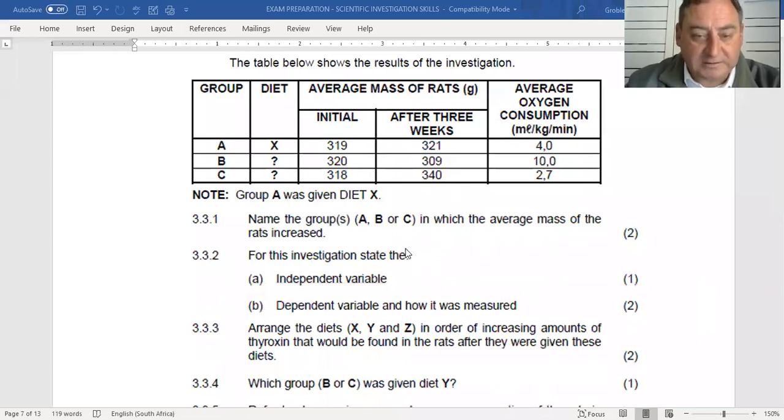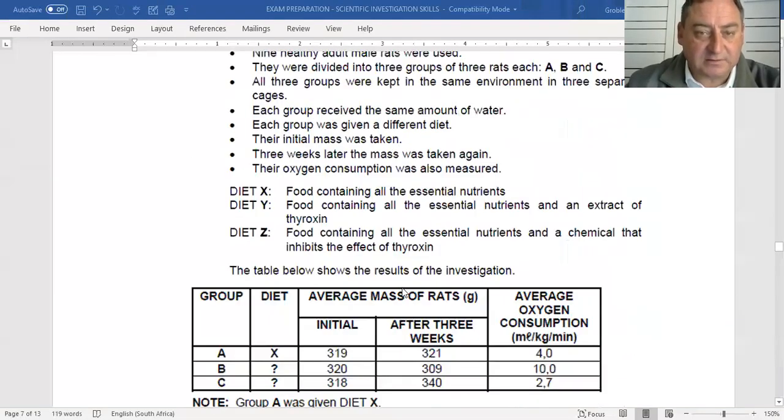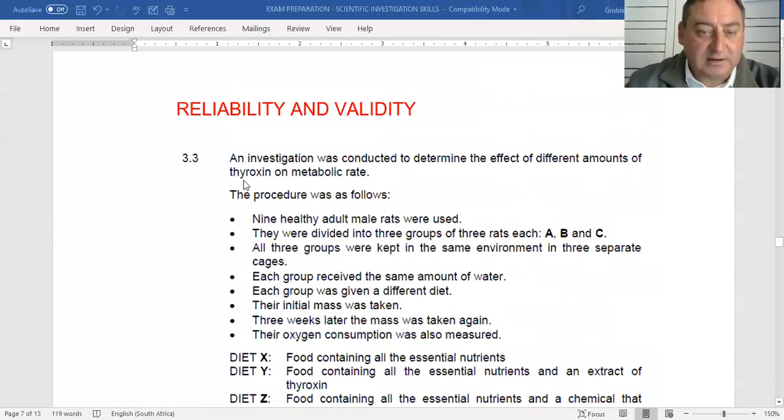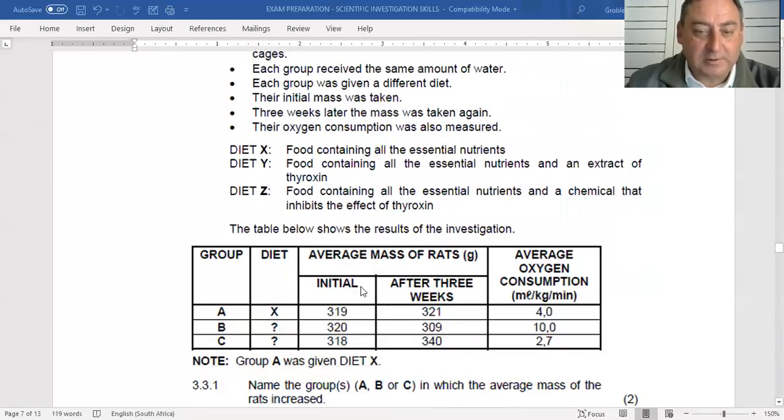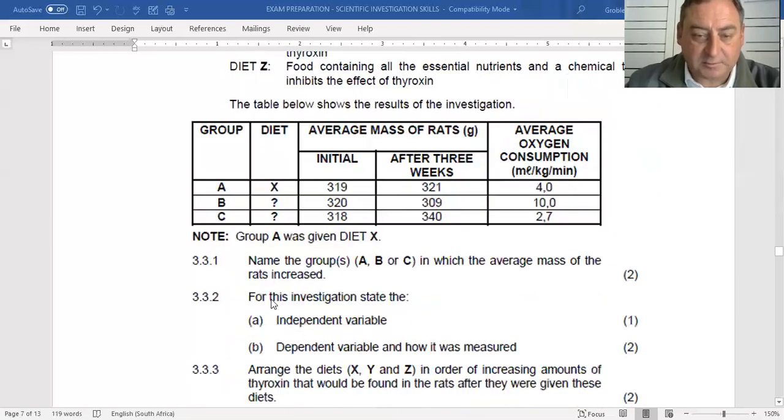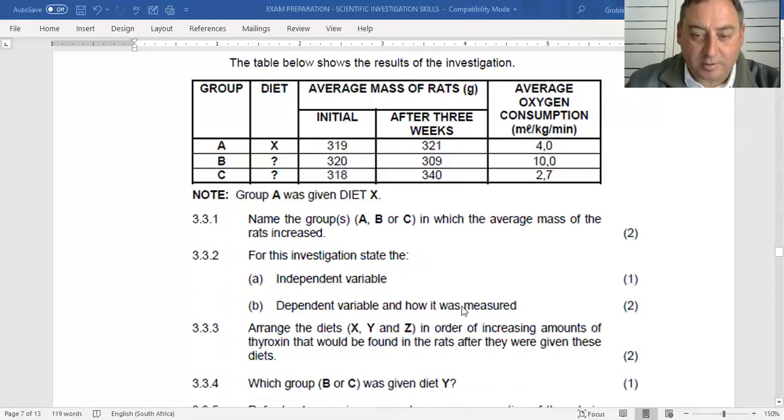For the investigation, always asked, what is the independent variable and what is the dependent variable? And how was the dependent variable measured? So what influenced what? Go read here. The independent variable, the cause, was the thyroxine, and the dependent variable is the metabolic rate. How did we measure the metabolic rate? We measured it in terms of body mass increase of average mass, and we also measured it on the oxygen consumption. So that answers this question for us. No problem in answering that.